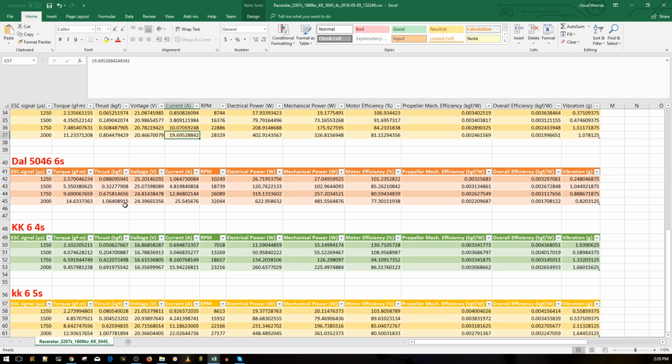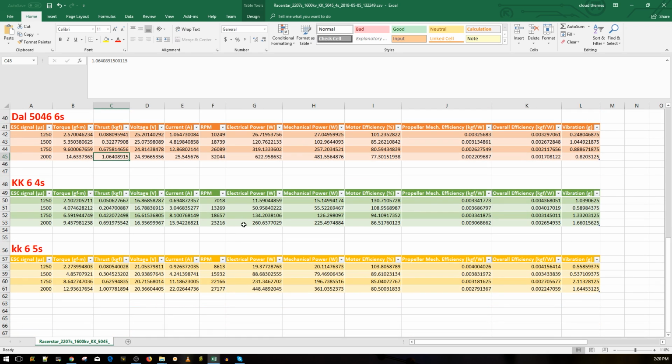And if we go to the 6S, we were hitting over 1 kilogram of thrust around 25 amps, which is pretty good. I mean, 25 amps to give you 1 kilogram of thrust is very good, actually. But don't forget, this is a low KV and we're running 6S here.